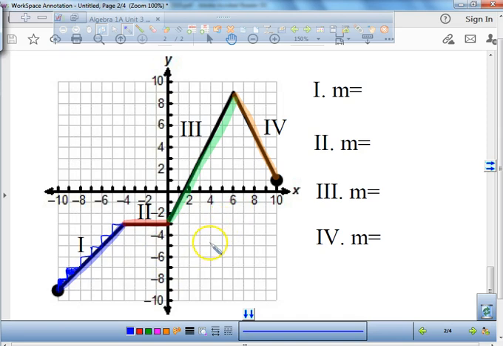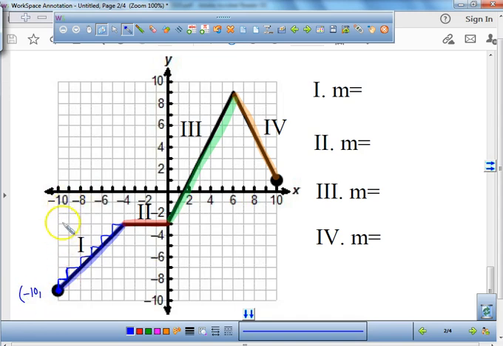Now, if you don't have this worksheet, here's what I'd like you to do. What is this point right there? That's at negative 10, negative 9. Negative 10, negative 9.